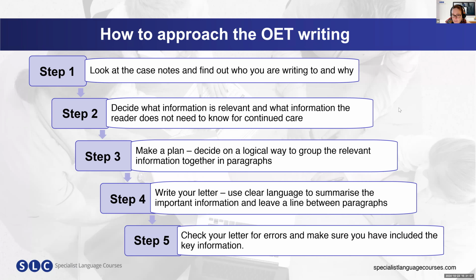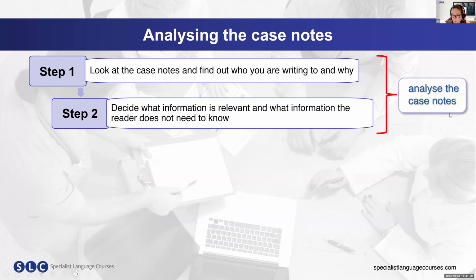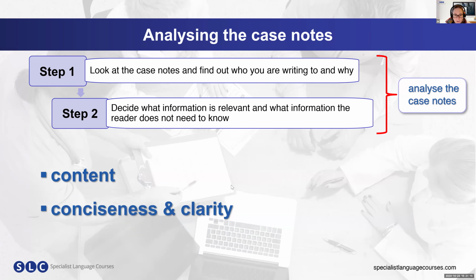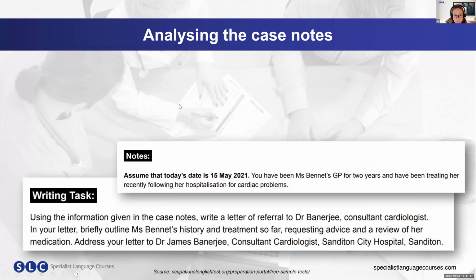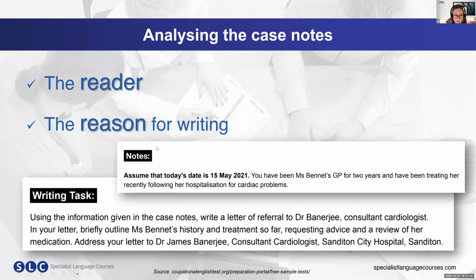So we're going to look at the first two steps here, so analyzing the case notes to make sure that you get a high score for content and conciseness and clarity. So I've got some example case notes here. So we need to look at the reader and the reason for writing. So just by looking at the notes and the writing task, you can find out that information and it's key information.